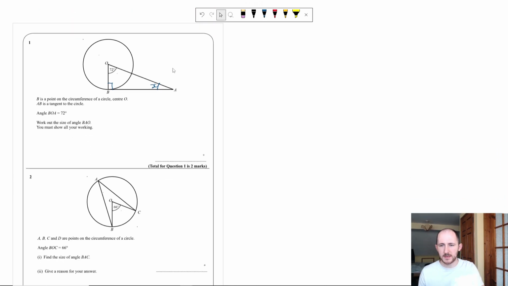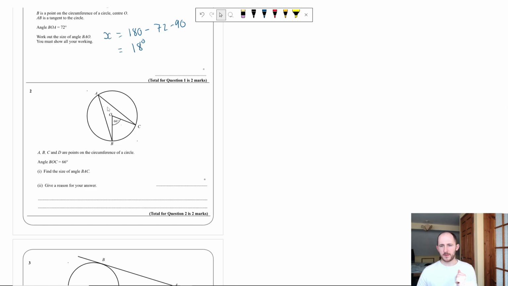Okay, which means X is just going to be 90 plus 72 and then subtracted from 180, because remember, angles in a triangle add up to 180 degrees. So X is going to equal 180 minus 72 plus 90, which will give you an answer of 18 degrees. Because 72 plus 90 is 162, and 180 minus 162 is 18 degrees. And again, for your reason, you would just say that tangents meet radii at 90 degrees.